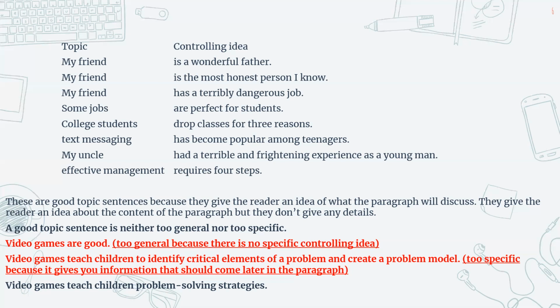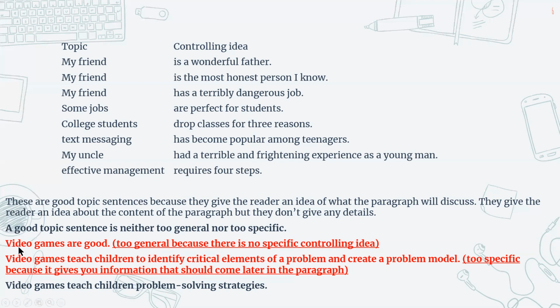These are all good topic sentences because they give the reader an idea of what the paragraph will discuss. They give the reader an idea about the content of the paragraph, but they don't give any details. You should not give any details in the topic sentence. A good topic sentence is neither too general nor too specific. This is very important. You shouldn't be too general or too specific in the topic sentence. Otherwise, it will be a mistake.